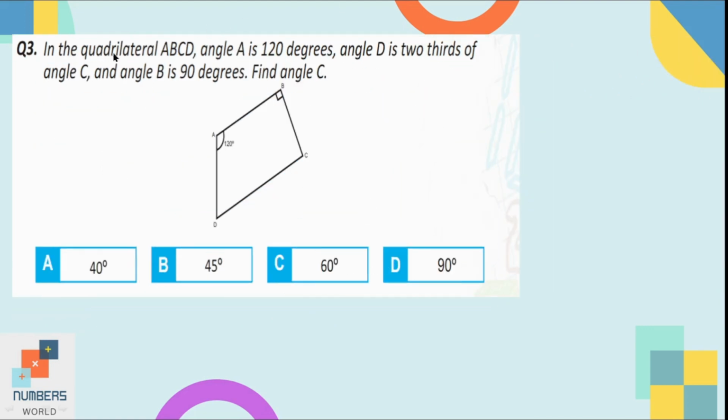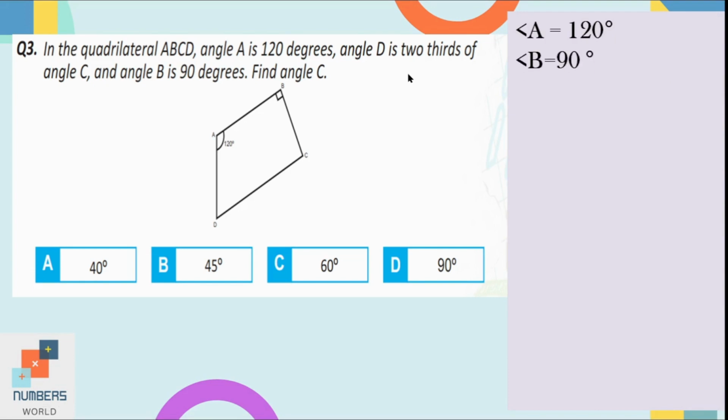Question number 3. In the quadrilateral ABCD, angle A is 120 degrees, angle D is 2/3 of angle C, and angle B is 90 degrees. Find angle C. So let's write the given information first. Angle A is equal to 120 degrees, angle B is 90 degrees, angle C is unknown, so its value is equal to x. So angle D will be 2/3 of x.